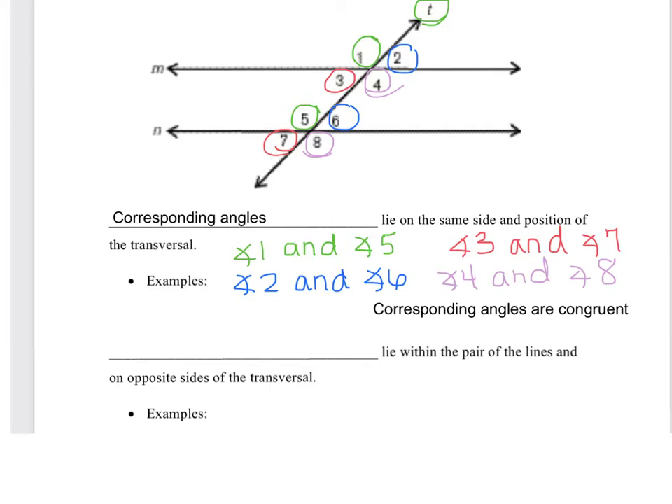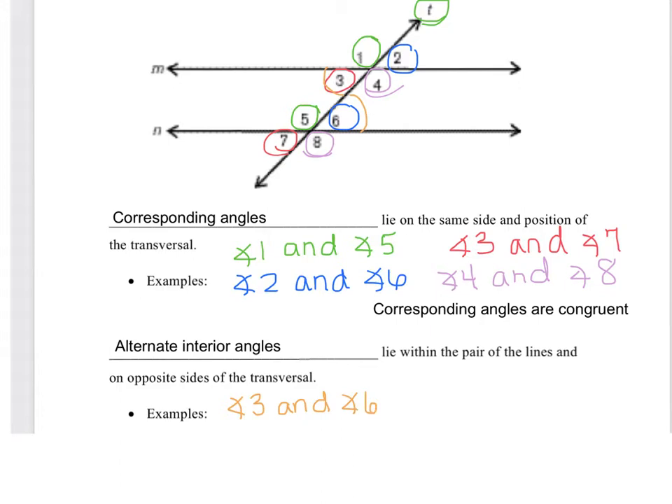Let's discuss our next set of angles, alternate interior angles. And alternate interior angles lie within the pair of lines and on opposite sides of the transversal. So let's dissect that. What does that mean? Okay, so they lie within the pair of lines. So here we lie within. We're inside of the parallel lines. And they're opposite. So opposite sides, opposite inside angles. Therefore, our first alternate interior angles are angle 3 and angle 6. Angle 3 and angle 6 are alternate interior angles. Why is that important? Because they are congruent to each other.